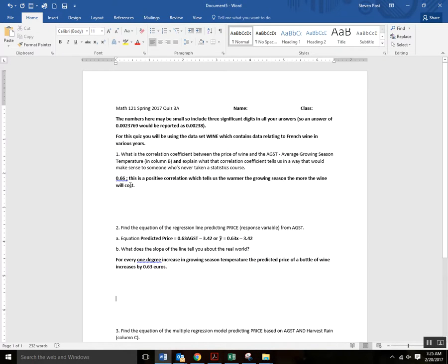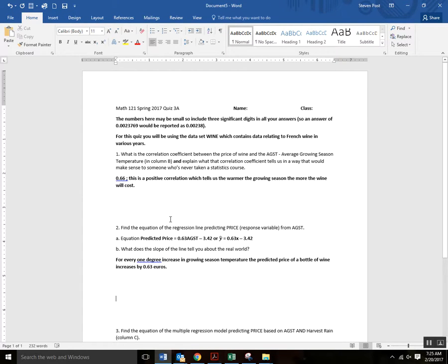So that's a positive correlation, moderately strong. The fact that it's positive tells us that the warmer the growing season, the higher the temperature, the more wine will cost. And that it's a moderately strong relationship. So it's no guarantee that a season which is a little warmer, the wine will cost more, but that's the general trend. So that's how we do that one.